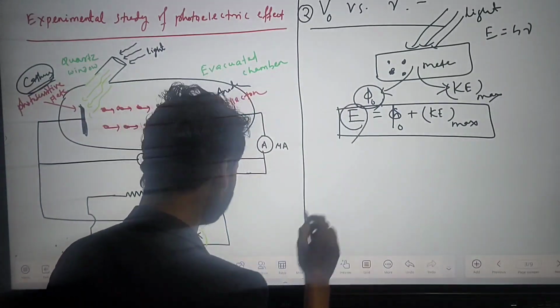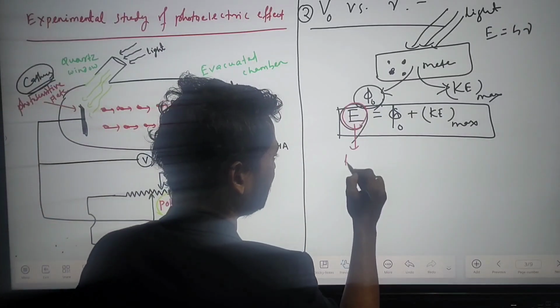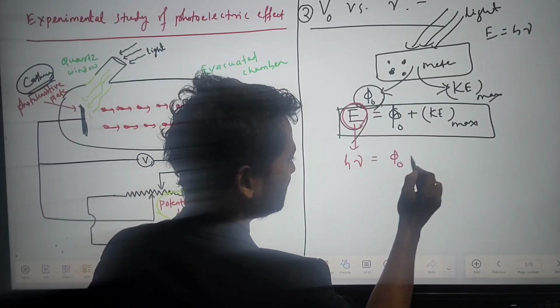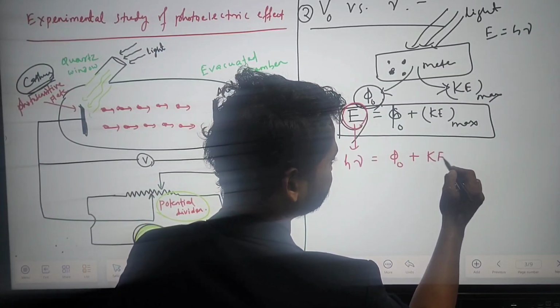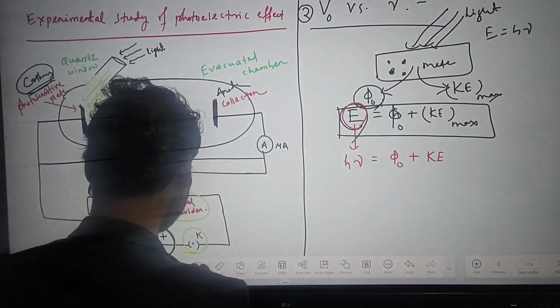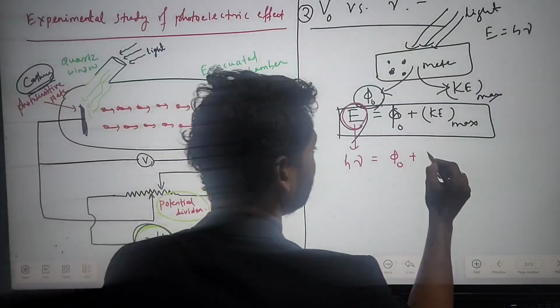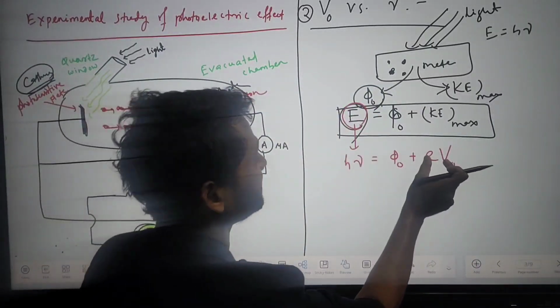From this equation we can get, in place of E I can write h nu. Nu is the frequency of incident radiation. So here it is phi naught, and this one is K max. In place of K max you can also write e times V naught. What is this V naught? V naught is the stopping potential.